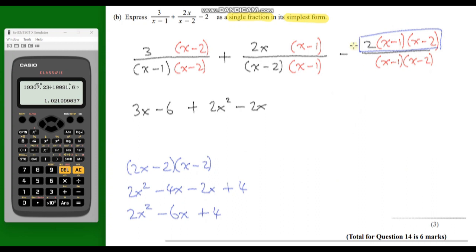But notice, we are subtracting all of this. So we're going to be subtracting 2x squared. We're going to be subtracting negative 6x, and now that becomes positive 6x. Notice all of the terms are just opposite, because we're subtracting, everything gets switched. So we're subtracting, and then we're going to be subtracting 4.